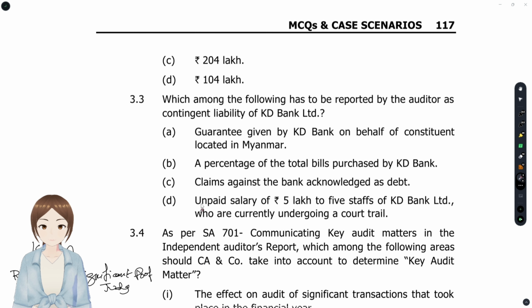It's a liability. Unpaid salary for which it's undergoing a court trial. It is currently undergoing a court trial, right? It's not a contingent liability because we have to pay for that. So it's also a debt here. So option A is the most appropriate answer. Contingent liability, whether it's in India or outside India, it's a contingent liability.